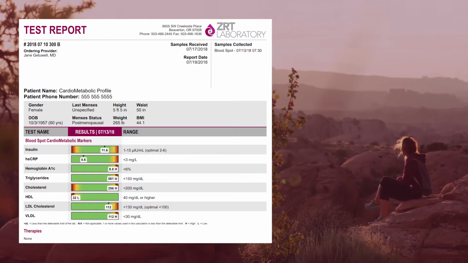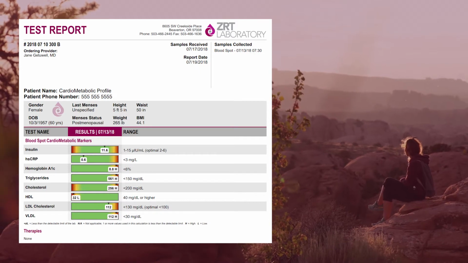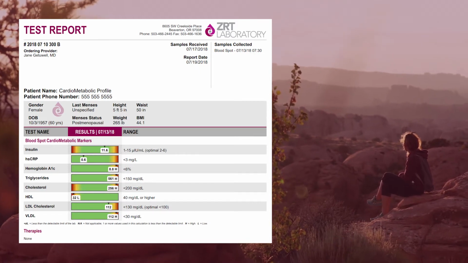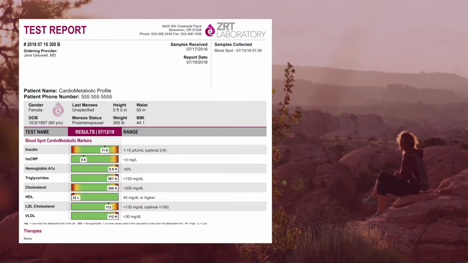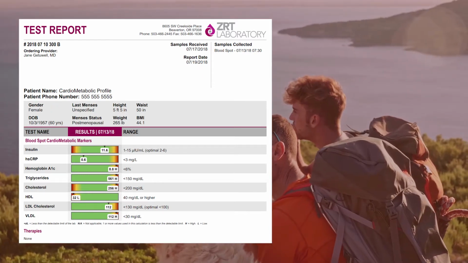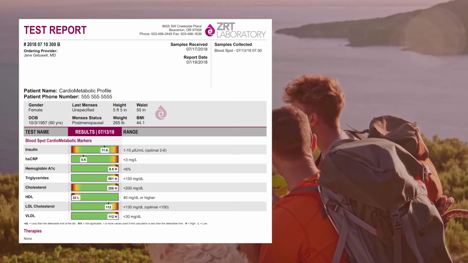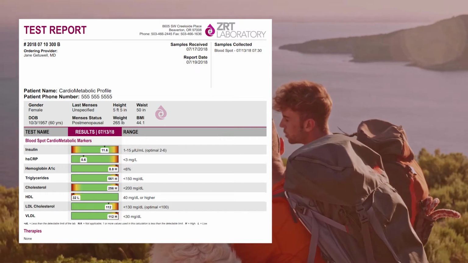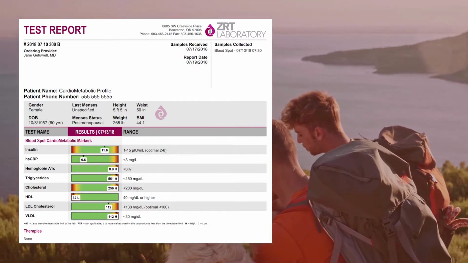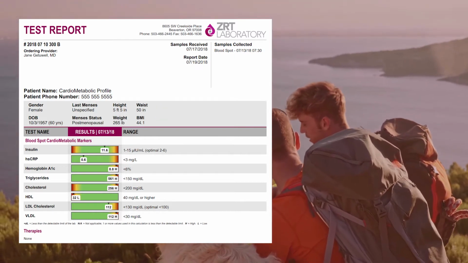And then moving down to the patient identifying information, we have their name, their contact information, gender, birth date, and menstrual information if applicable. And then if they provide it, we have their height, their weight, their waist circumference, and we calculate their BMI for you, which we're then able to incorporate into the comments section when we talk about the significance of the different markers that we look at.